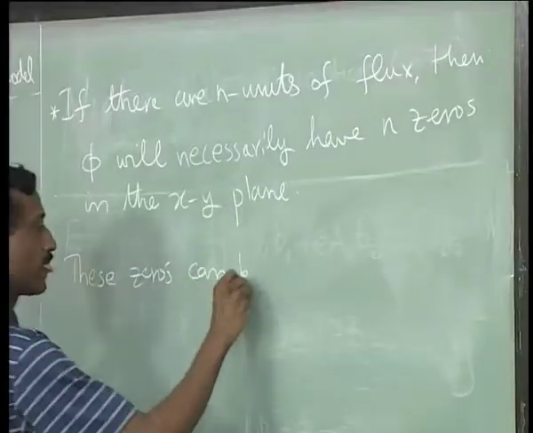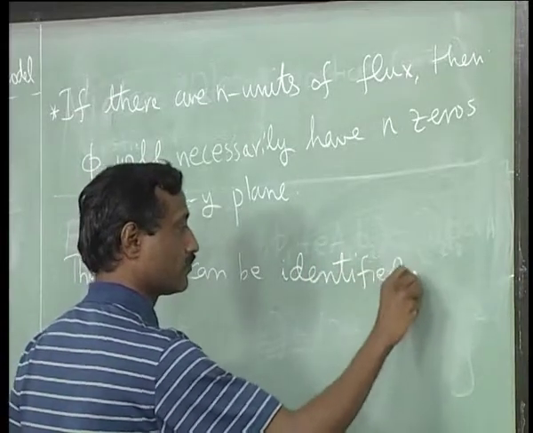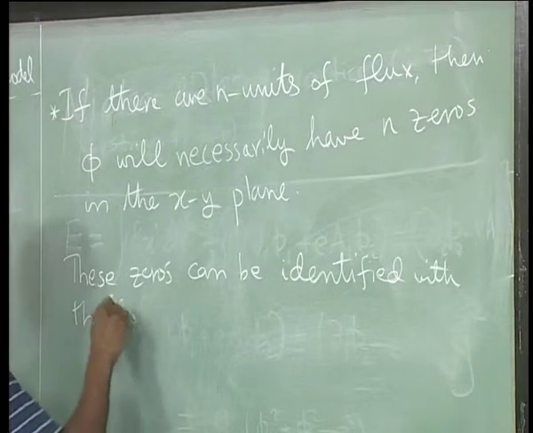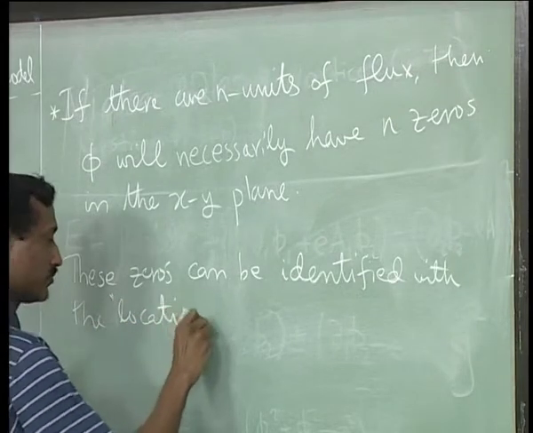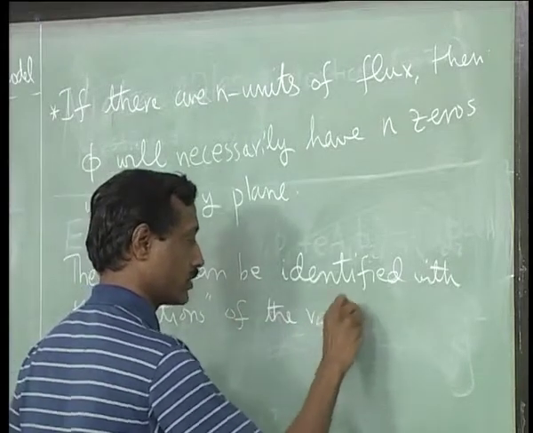Okay. So these zeros can be identified with the locations, if you wish, of the vortices.